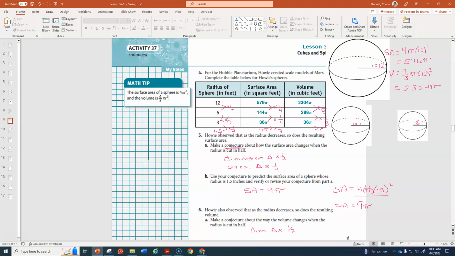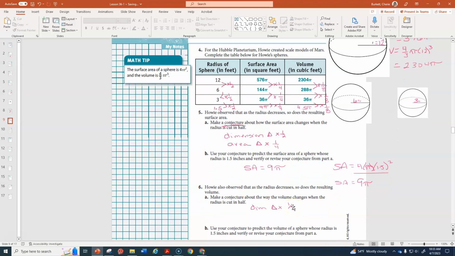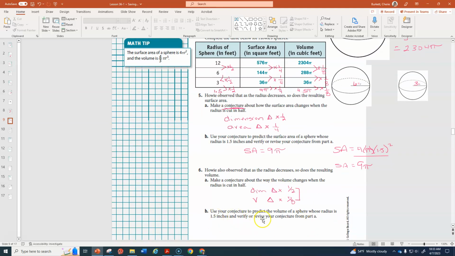So again, of course, my next one will be 36 divided by 8. And it will come out to be 4.5 pi. And so the conjecture is that the volume will change by 1/8. And again, there is a connection between these two because it won't always change by half. Use your calculations to make a prediction. So my prediction is that the volume will be 4.5 pi. And of course, you can verify that.